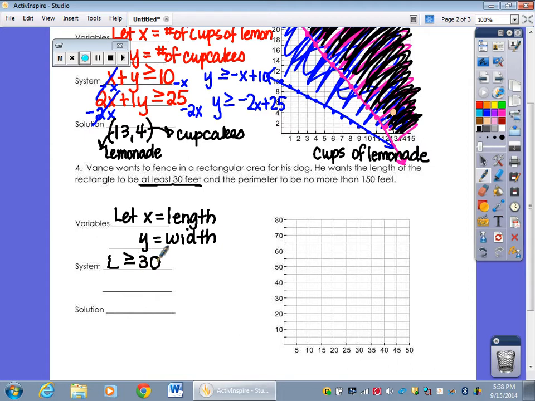So the length has to be greater than or equal to 30. Okay, and perimeter is 2 L's, well, yes, we're using x's. So 2x, so x is greater than or equal to 30. 2x plus 2y has to be no more than. So no more than means that you don't want more than. So less than or equal to 150.